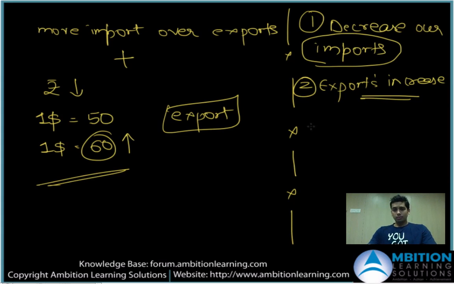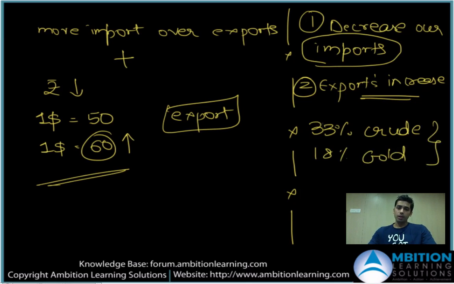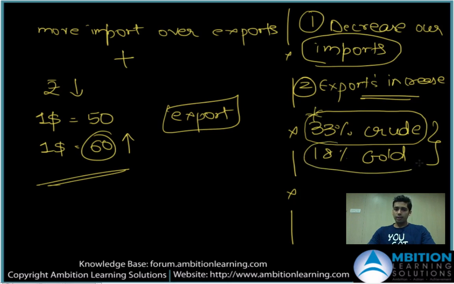Let's say out of the total that we import, 33% is crude and 18% is gold, the two major components that we import. Now crude again is a necessity, and hence trying to control crude will become a little difficult. So whatever has to be done, probably to start with, will have to be done on gold imports. That's exactly what the government in India is doing at this point in time. So what are the steps they've taken so far? First we understood what is the reason.